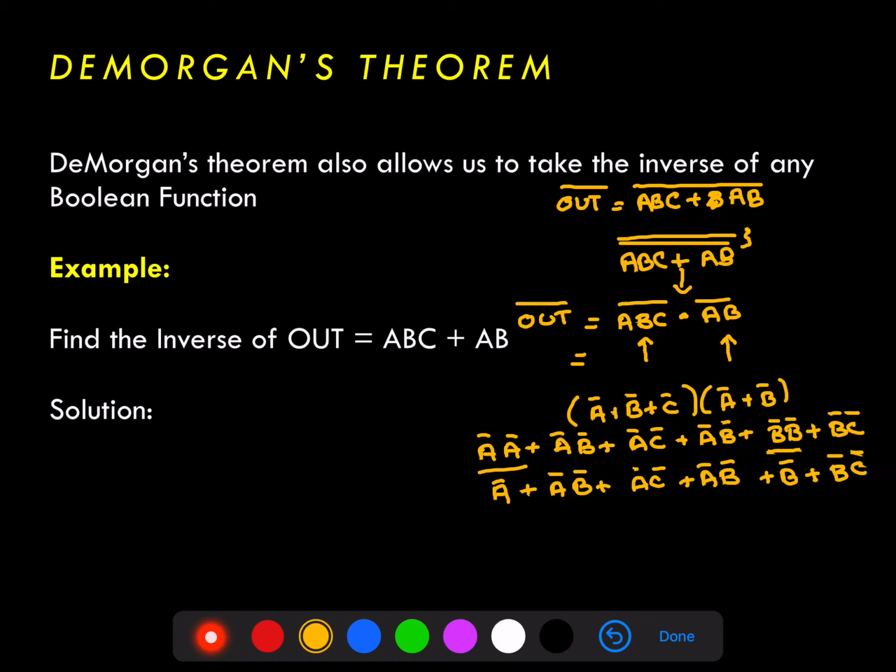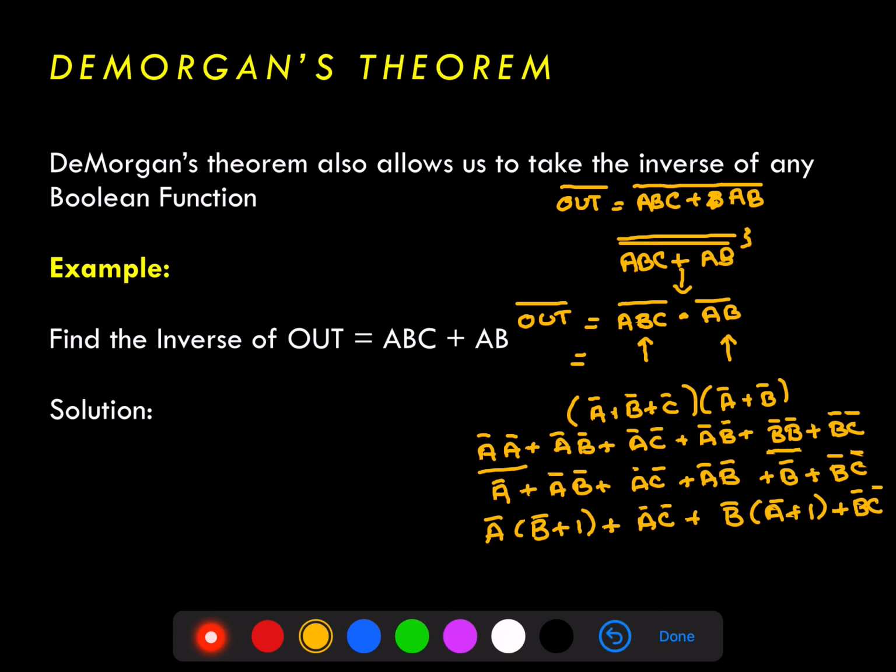Now we can pull the A naught out of the expression here and get A naught times the quantity B naught or 1. And we can do the same thing over here, pulling B naught out of the expression times the quantity A naught or 1, or B naught C naught.